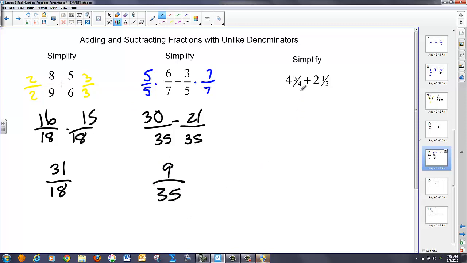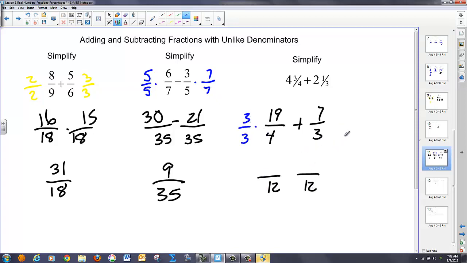Change this to 19 over 4, 7 over 3. Nothing goes into 4 and 3 in common, so I'm going to multiply the two together to get a common denominator of 12. Once again, I'll need to change the numerators. To get from 4 to 12, I multiply by 3. So there's my form of 1. To get from 3 to 12, I multiply by 4. There's my form of 1.